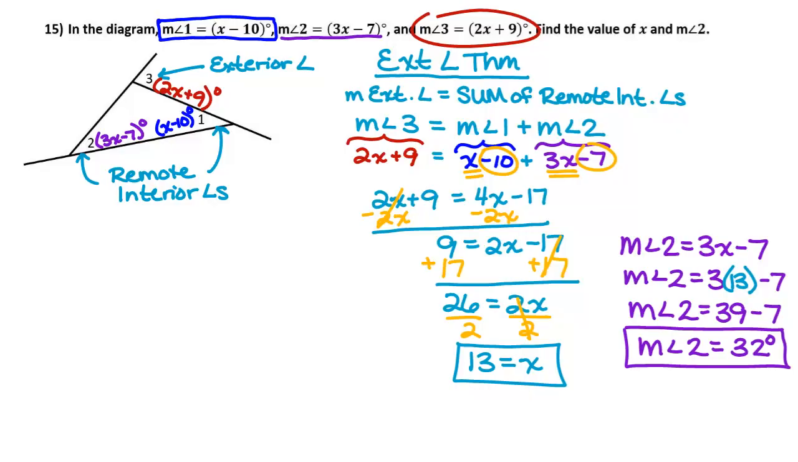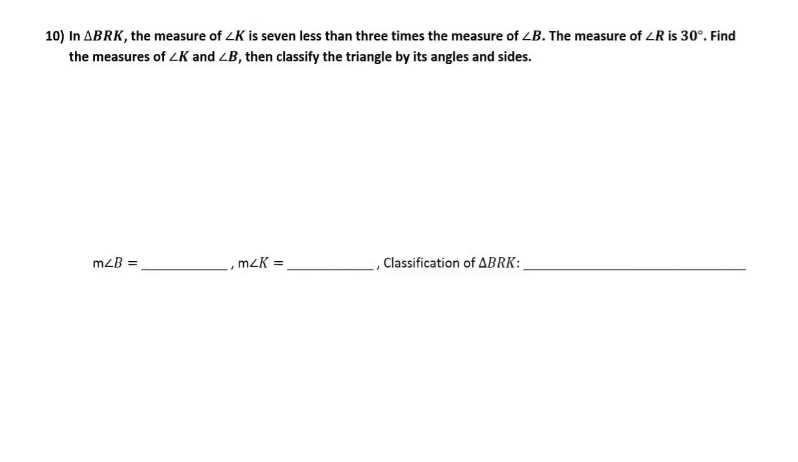Yes? Did you go over question 10? Question 10, absolutely. In triangle BRK, the measure of angle K is 7 less than 3 times the measure of angle B. The measure of angle R is 30 degrees. Find the measures of angles B and K, then classify the triangle by its sides and angles.